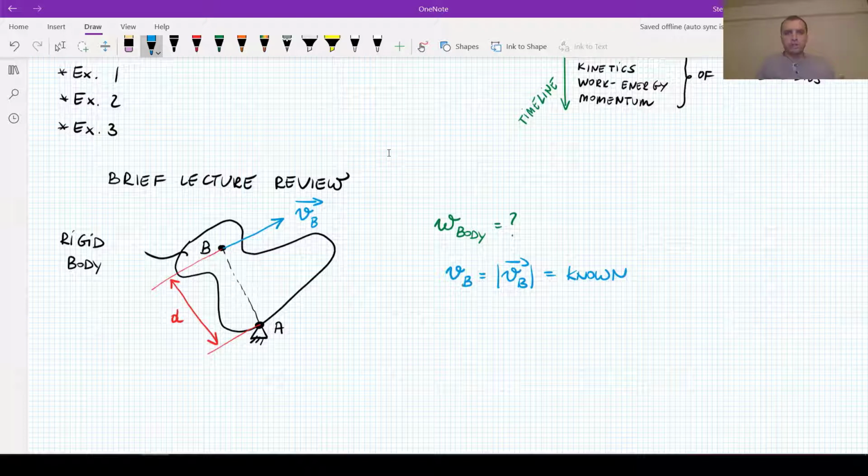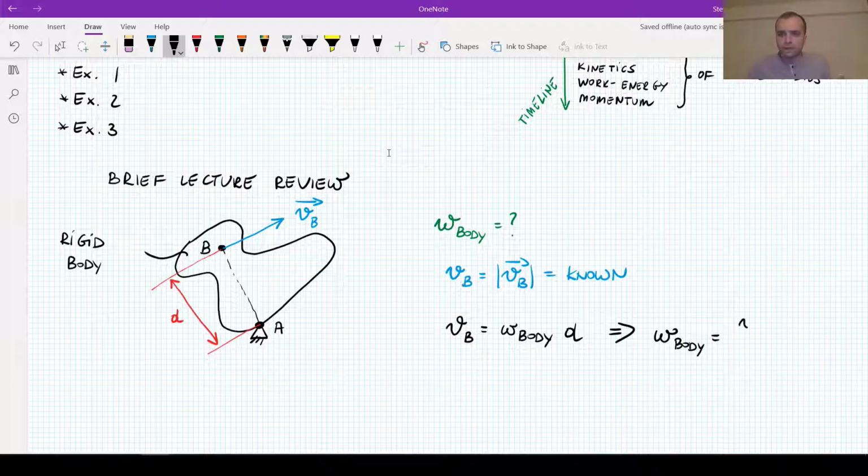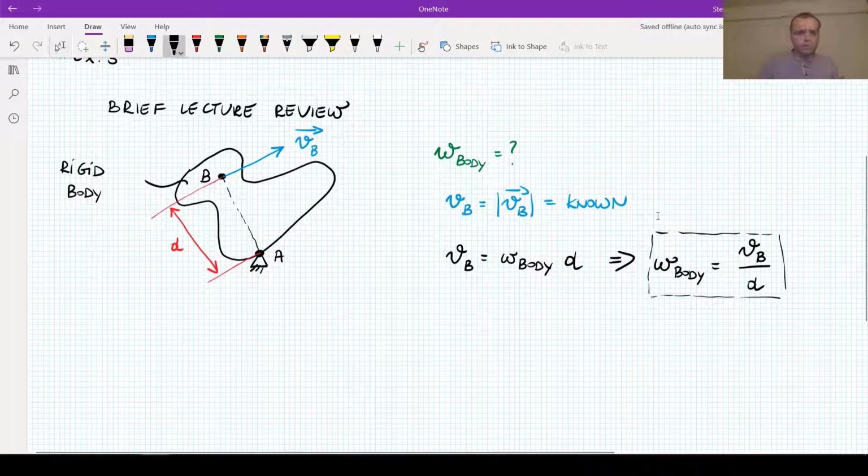In that case, we can find omega b using a very simple equation. Actually, I prefer to write it in this way. VB is equal to omega body times d. And from here, we can see that our omega body is VB divided by d. Please observe that this is a scalar equation. We will use it today a couple of times. And I believe that also once we will use a more general equation.